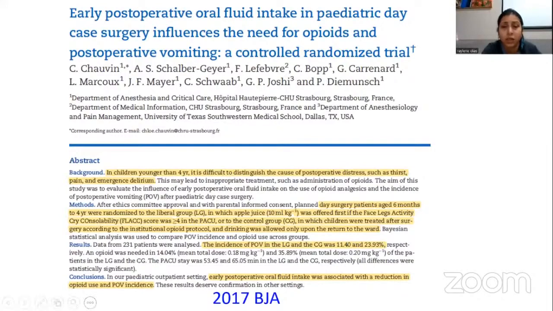So this was a study published recently in BJA, where there were 2 groups, and the authors gave children in one group more liberal fluids. So as soon as the patients were brought to the recovery and they were conscious, they gave them 10 ml per kg of apple juice. That was the liberal group. And in the other group, the routine group, they did not give them any fluids until they were shifted back into the ward. So they found that in the control group, the incidence of post-operative nausea and vomiting was more, because those children were given more opioids also, and because they were crying excessively. But actually the cause of this crying was not pain, it was simple thirst.